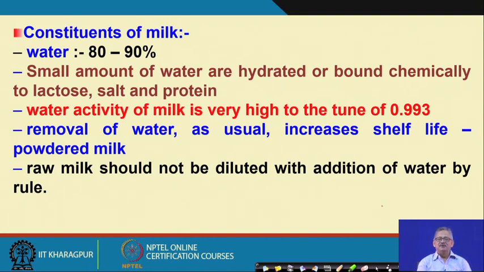Raw milk should not be diluted with the addition of water by rule. In many cases we have seen that if by chance some milk is spilled over or if the demand is high, then those milkmen add water externally, and by law this is adulteration. So, if you come across it, protest or do not allow it. By rule, by law, it cannot be added just like that.